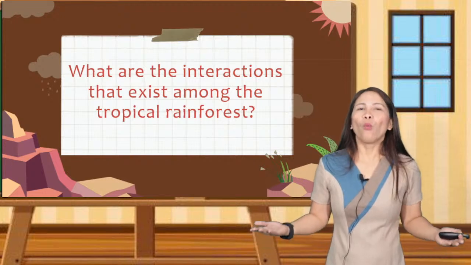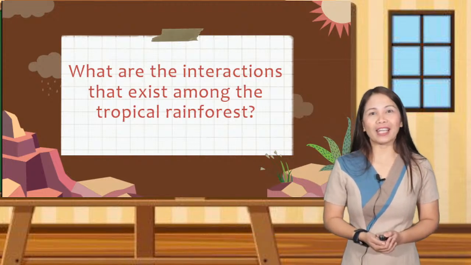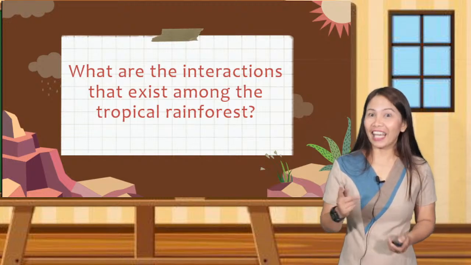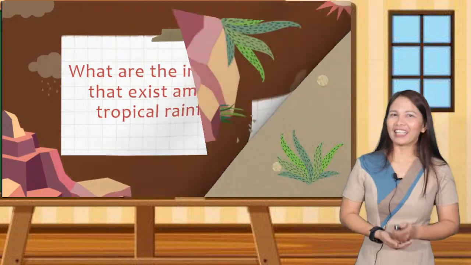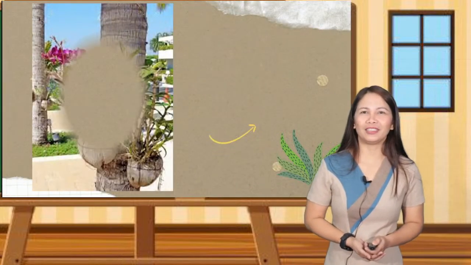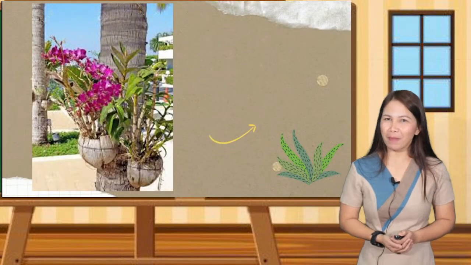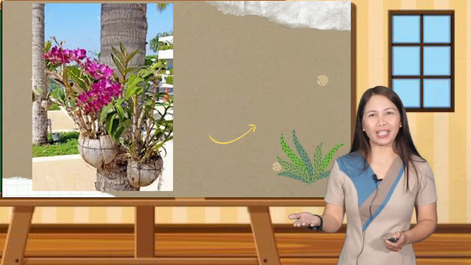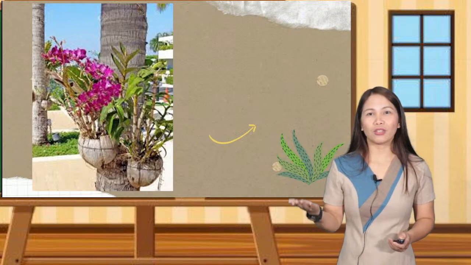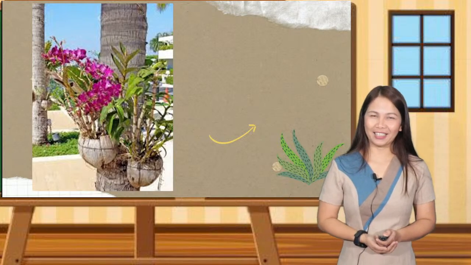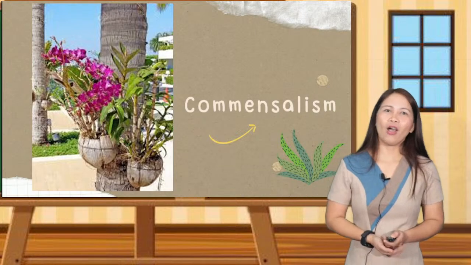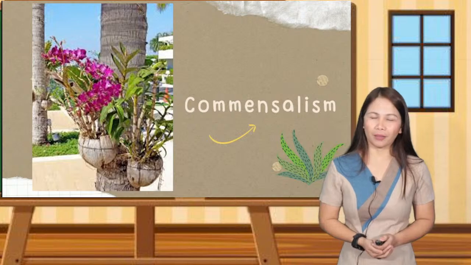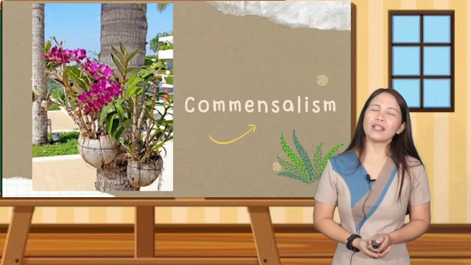Now, what are the interactions that exist among the tropical forests? Can you name one? Let's try this example. What can you see in the picture? That's right. We have orchids which are attached to the branch of a tree or a coconut tree. That interaction is called commensalism. Now, what is commensalism?